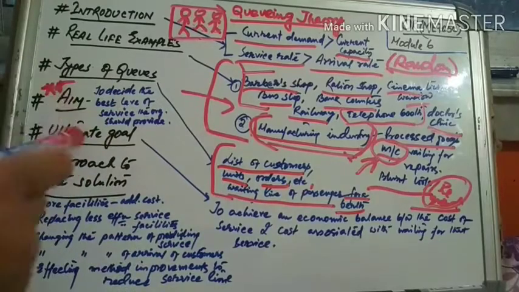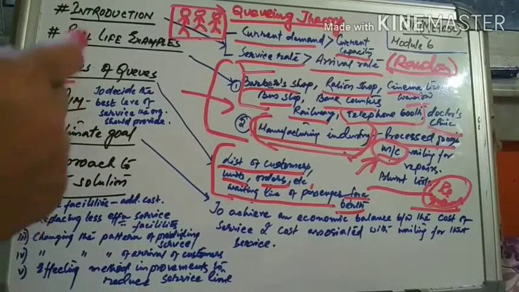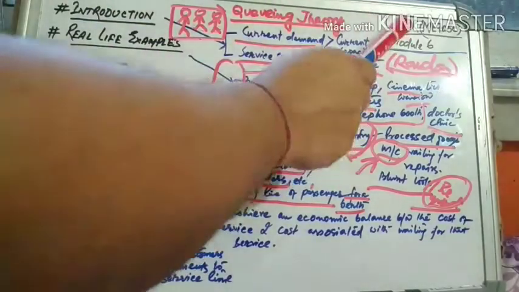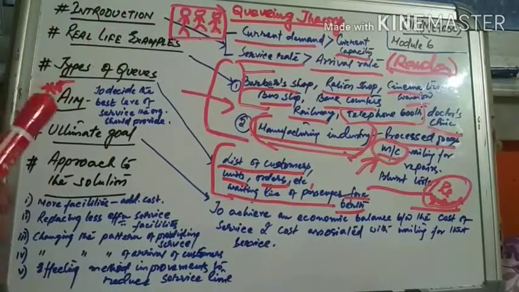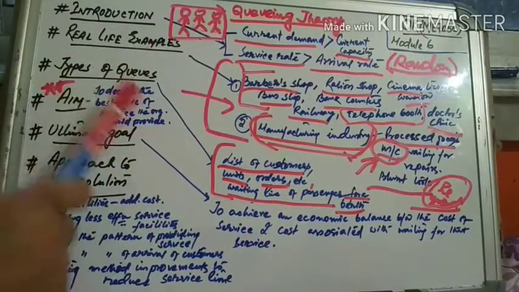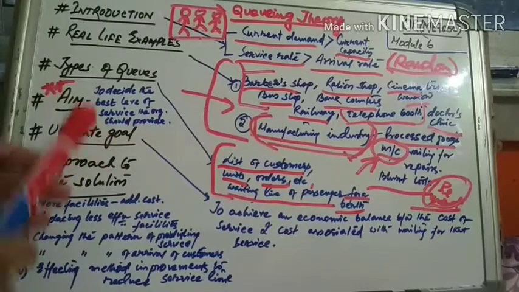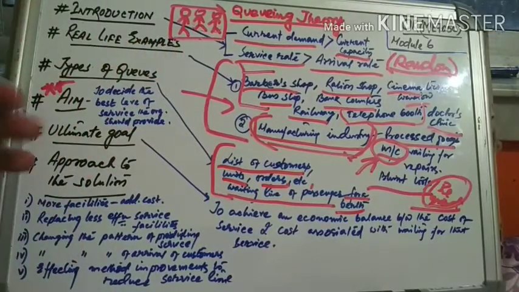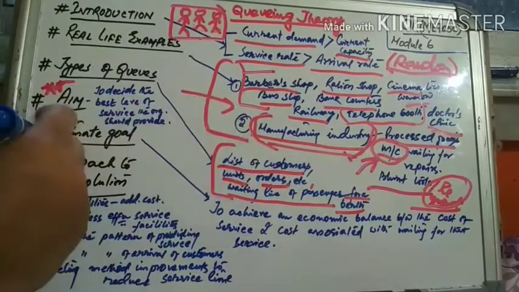Okay, so our aim will be, as I already told you, this particular subject OR is dealing with optimization. So our aim will be to decide the best level of service the organization should provide. That is our aim. So now, how to fulfill that particular aim? Next comes the ultimate goal.